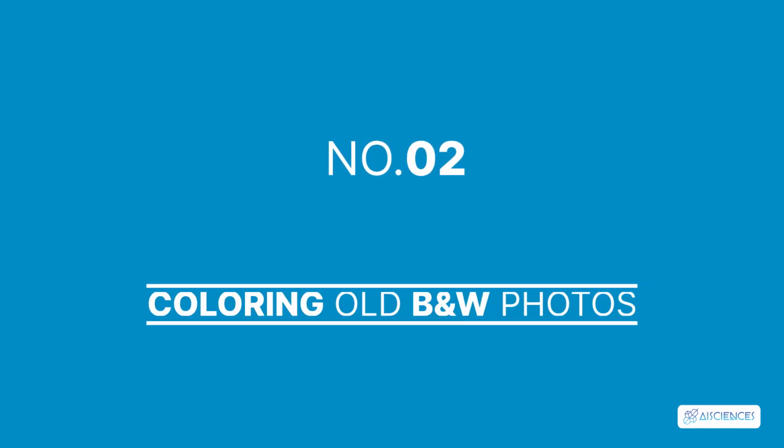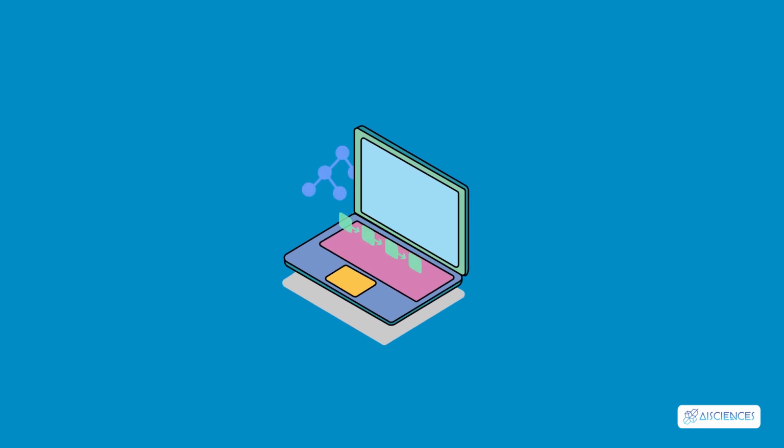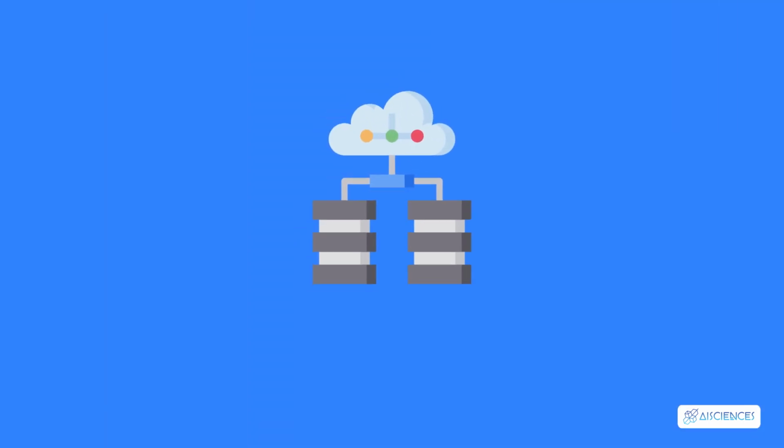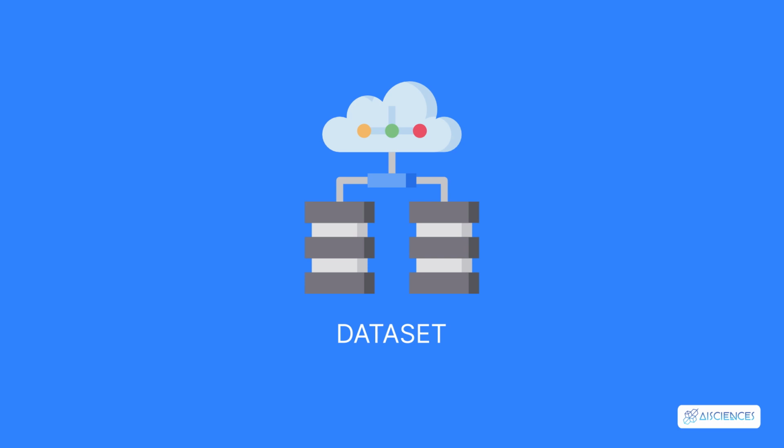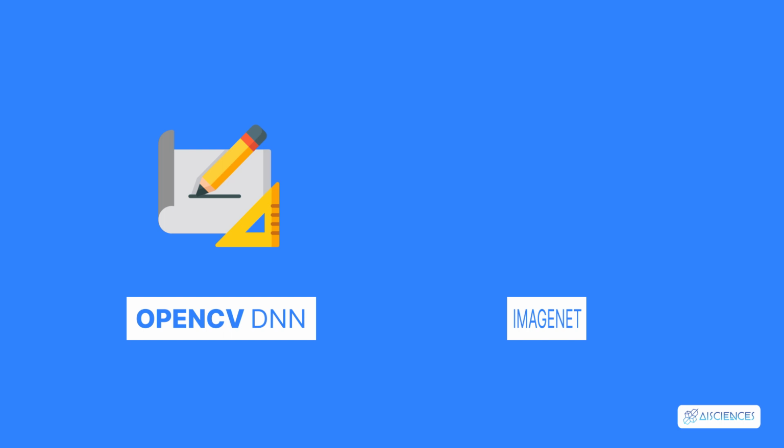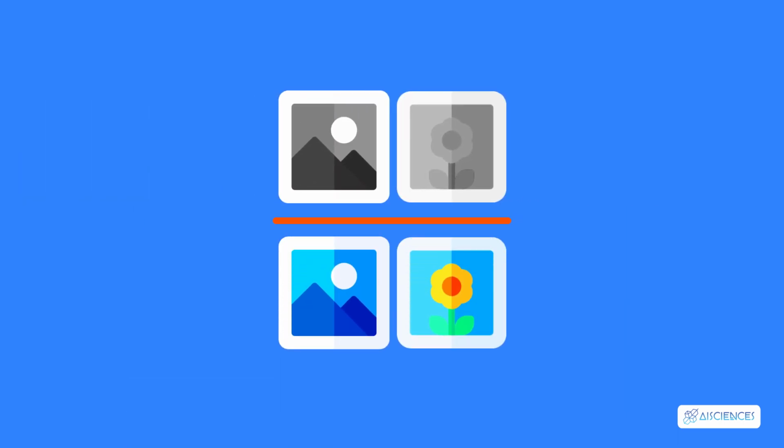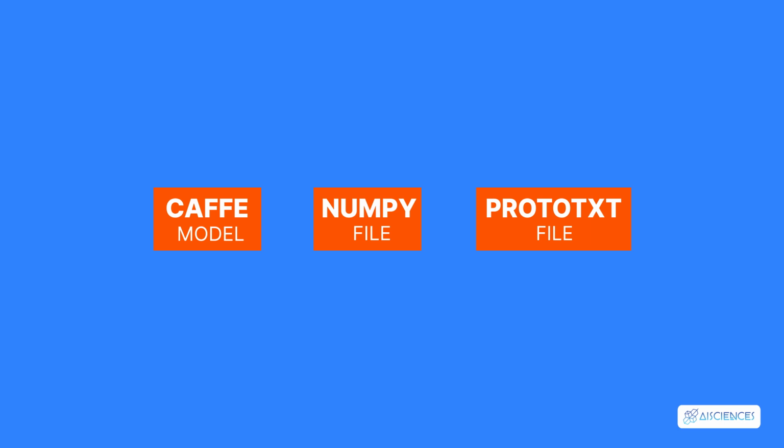Number 2. Coloring old black and white photos. A recent study states that we can create a deep learning model capable of hallucinating colors within a black and white photograph by training a neural network. We'll need to use a voluminous and rich dataset for this. In this project, you'll use OpenCV DNN architecture trained on the ImageNet dataset. The aim is to create a colored version of grayscale images. You'll use a pre-trained Caffe model, a NumPy file, and a prototxt file for this.